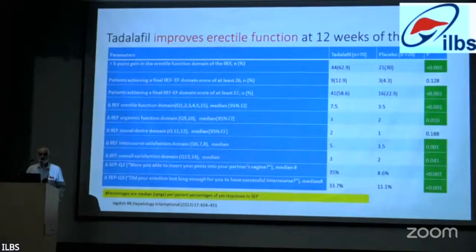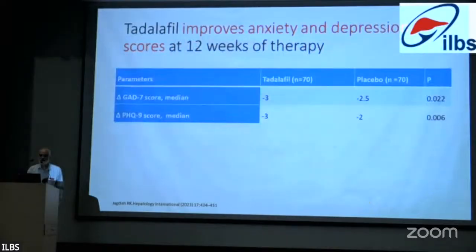And this improved erectile dysfunction at 12 weeks of therapy across all the domains. As we can see, erectile function, orgasmic function, sexual desire, every domain improved after 12 weeks of therapy. It also improved anxiety and depression scores at 12 weeks of therapy.